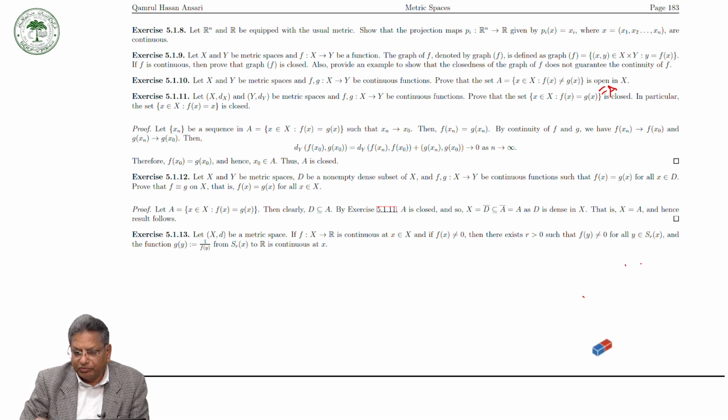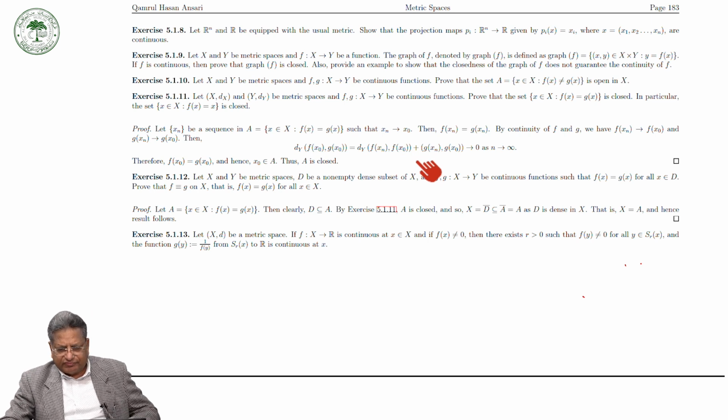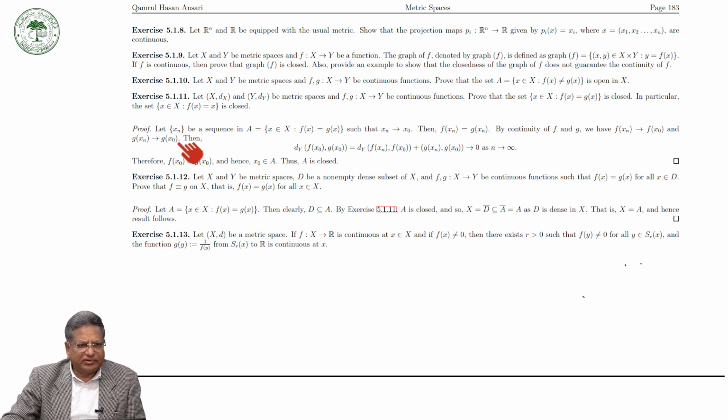I am just removing this one. So this way you can prove this. Here I have already given the proof, so you can see. First you try to prove by yourself. If you could not succeed to prove by yourself, then see the proof here.